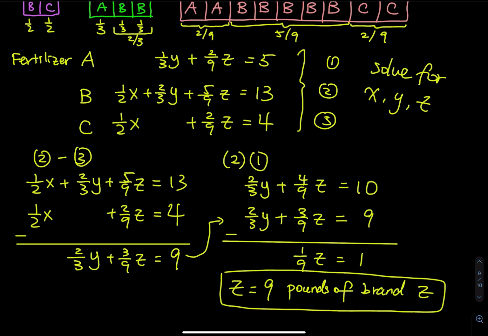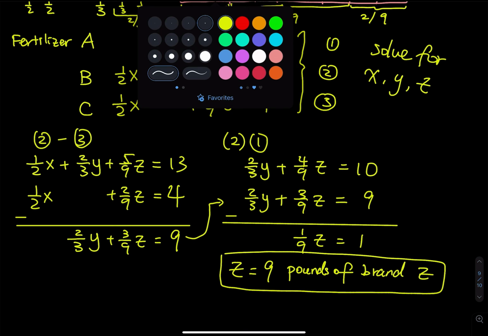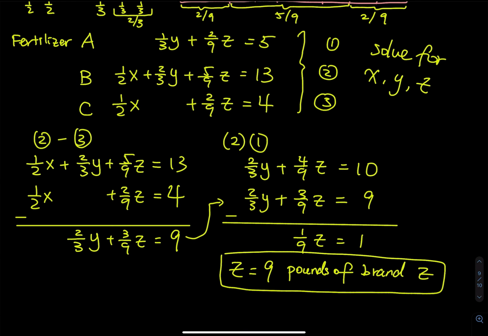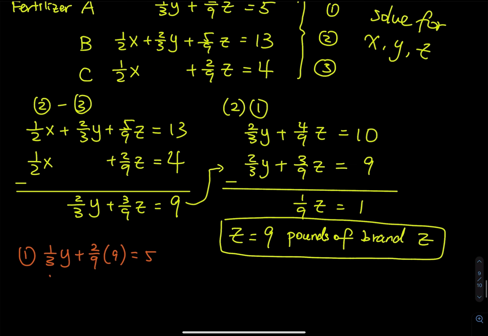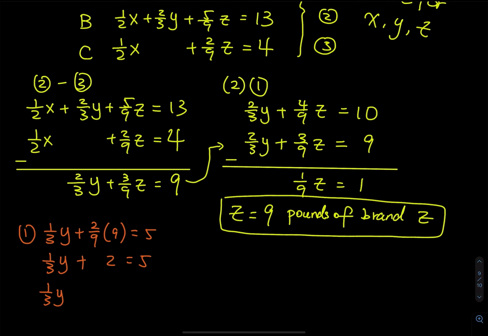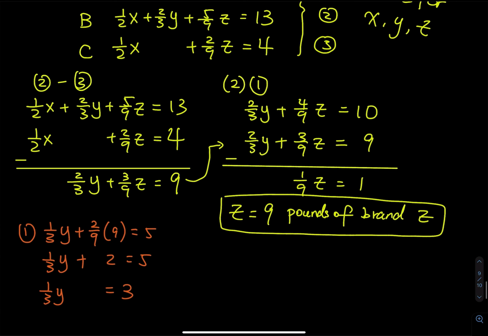Okay, I got a z. Now it is good to use the first equation, right? So z is equal to 9. We don't even need to get a common denominator. So using the first equation, let's do this in a different color. I have 1/3 y plus 2 over 9 z is equal to 9. That is equal to 5. So we have 1/3 y plus 2 equals 5. So 1/3 y is equal to 3, then y is equal to 9.